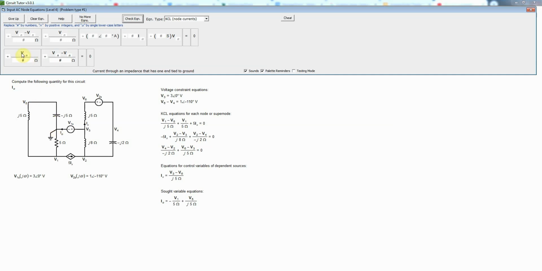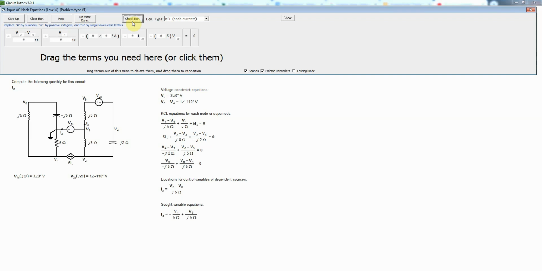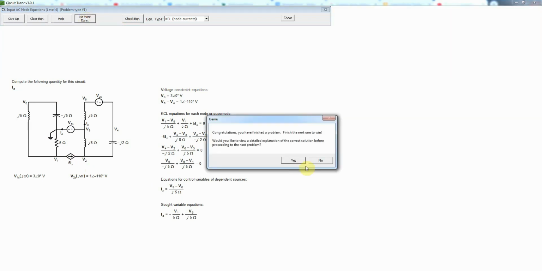And so the one going to ground would be V5 minus 0 divided by negative J5 ohms, the capacitive impedance there. And then, so that's the current going this way out of J5, and the current going this way out of J5 would be V5 minus V1 divided by the J5 ohm impedance. And if I'm not mistaken now, that should be all of the equations that are required. So we just click no more equations. And indeed, we're finished.